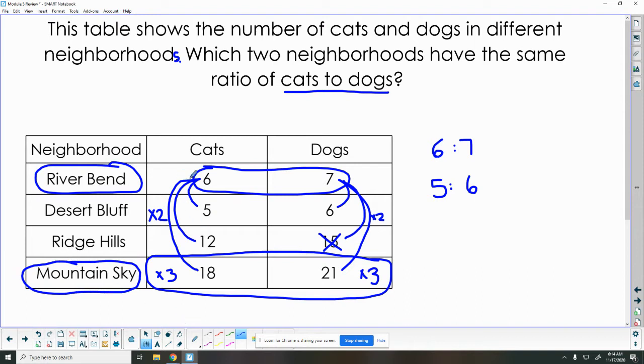So if I went through Riverbend and they didn't match up, then I could try Desert Bluff and see if anything matched Desert Bluff. And then I could see if Ridge Hills match Mountain Sky. So just go through each and match them up and see which ones are doing the same thing on both sides.